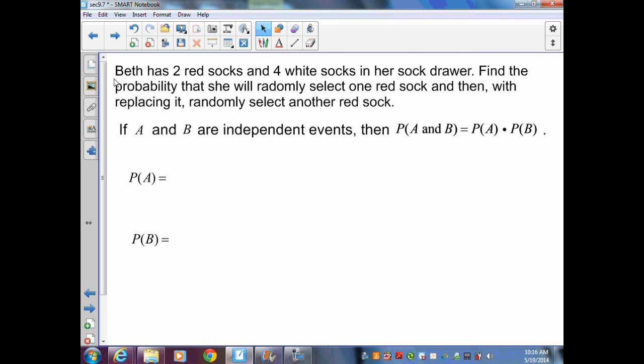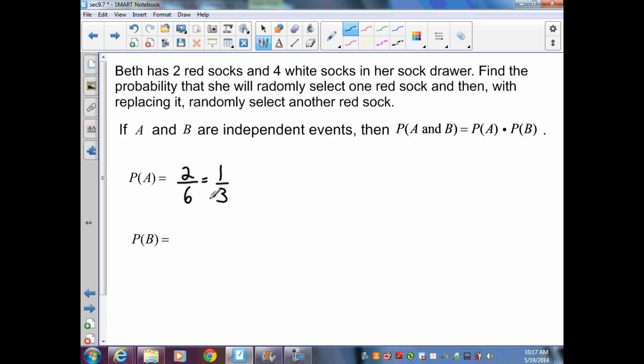In this example, Beth has 2 red socks and 4 white socks in her sock drawer. Find the probability that she will randomly select one red sock, and then, with replacing it, randomly select another red sock. Therefore, this changes the problem from the previous problem to an independent events problem. Our formula will be the probability of A, pulling a red sock, times the probability of B, again pulling a red sock. For the probability of A, the total number of socks in the drawer is 6 and the red socks available are 2. Therefore, the probability is 1/3.